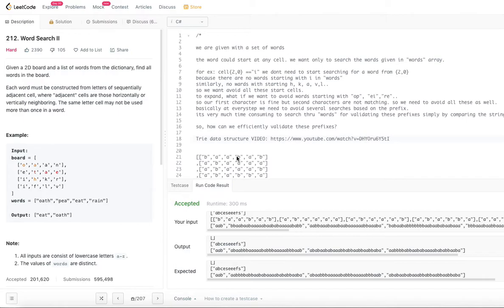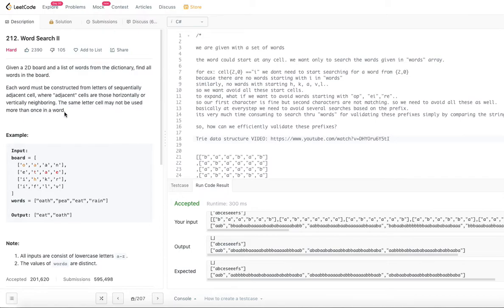Let's jump into today's problem. Word Search 2. Given a 2D board and a list of words from the dictionary, find all words in the board. Each word must be constructed from letters of sequentially adjacent cells, where adjacent cells are those horizontally or vertically neighboring. The same letter cell may not be used more than once in a word.